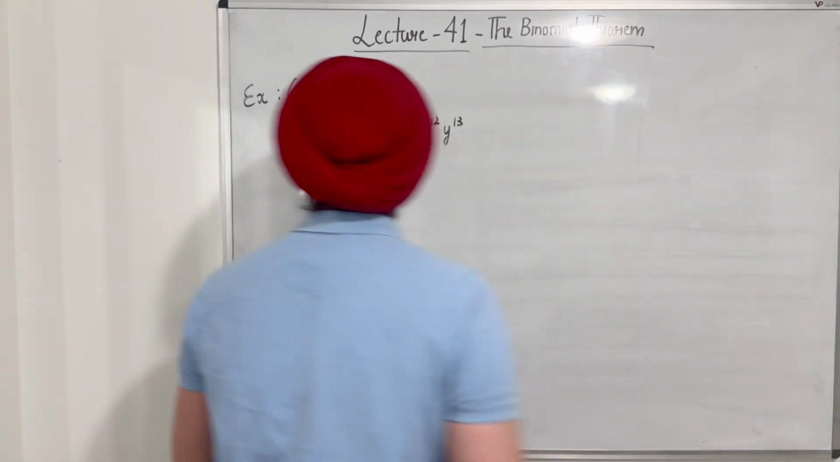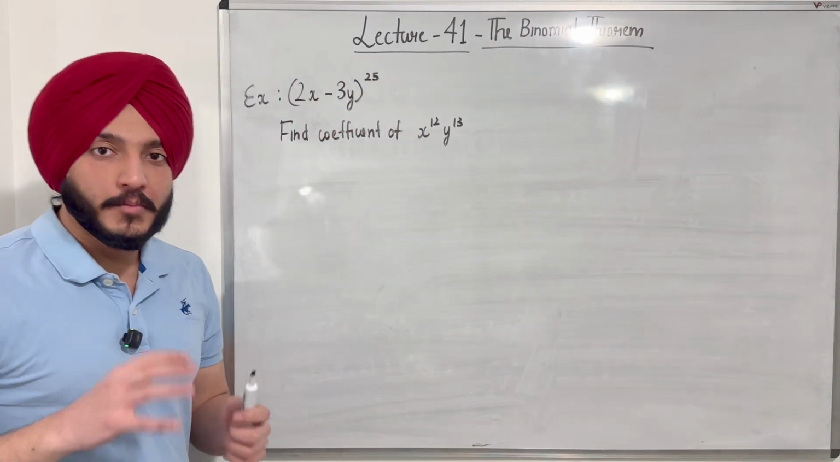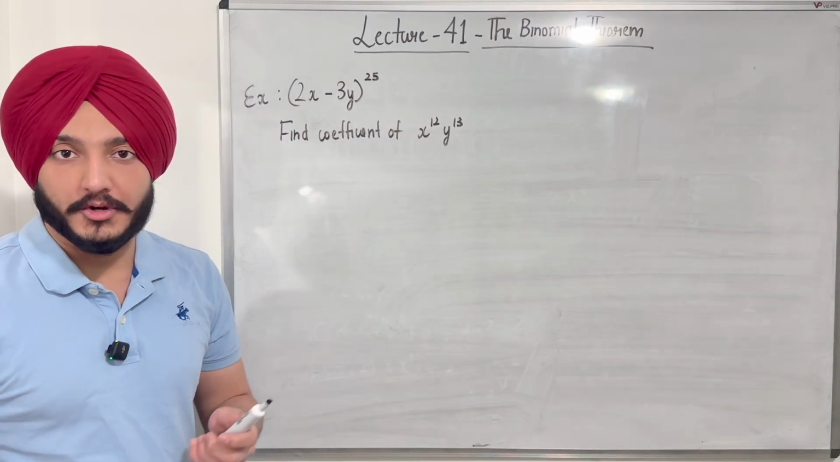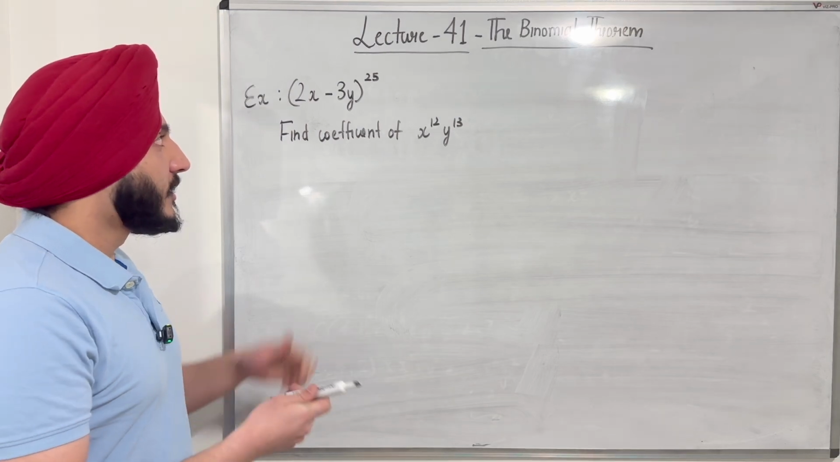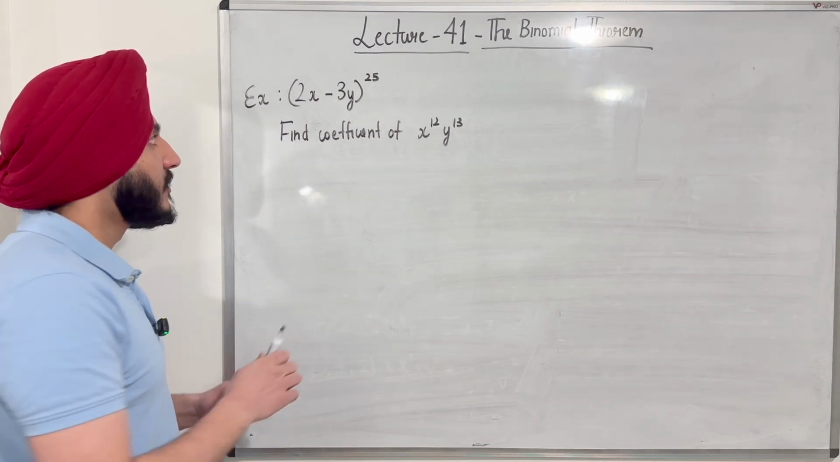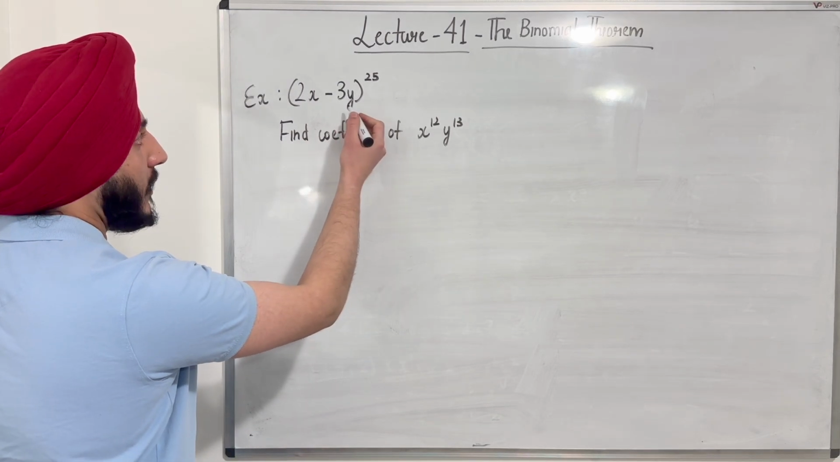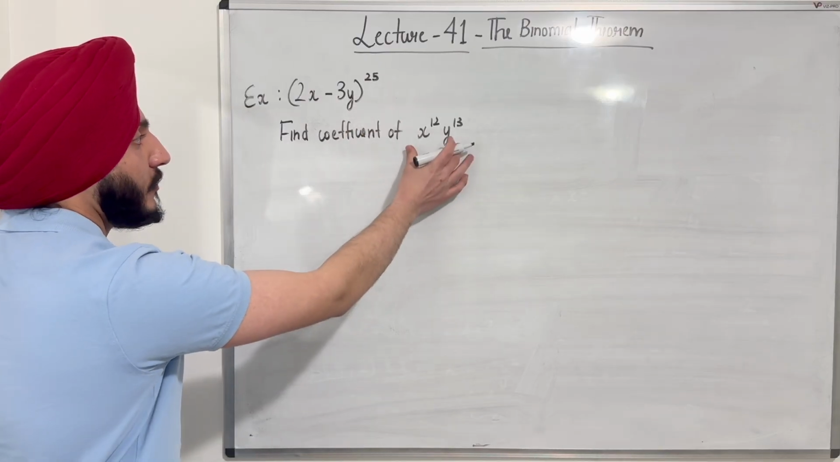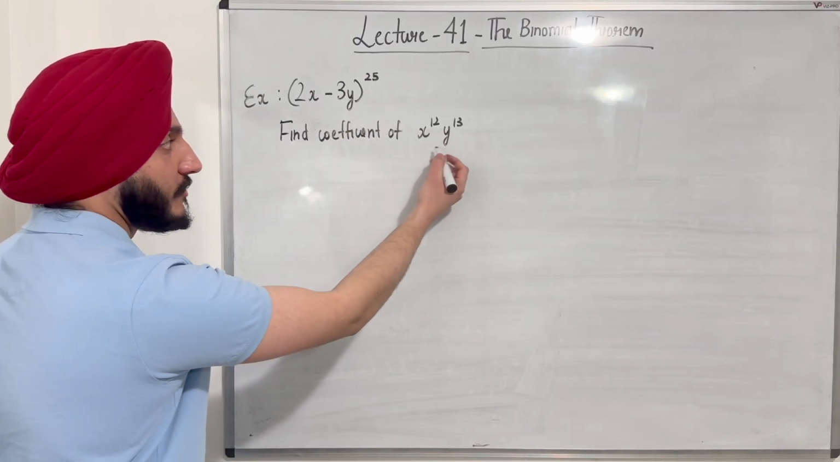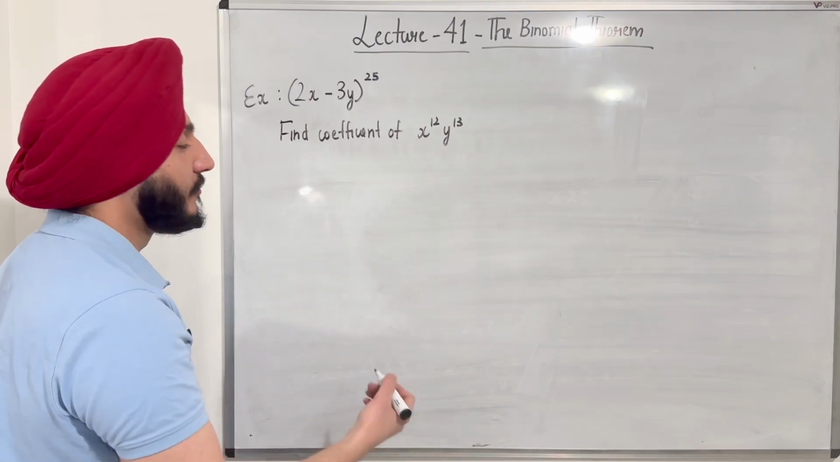Okay, everyone. So now I've given this question on the board. I hope you were able to understand the animation. And now let's take a look at this question, right? So the idea is you've been given this expression, (2x minus 3y) to the power of 25, and you're asked to find the coefficient of x to the power of 12 and y to the power of 13.